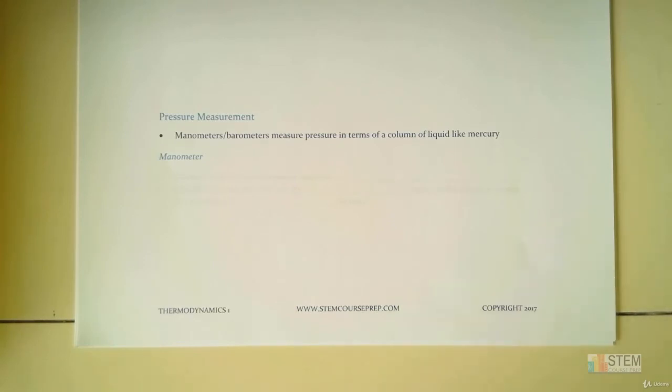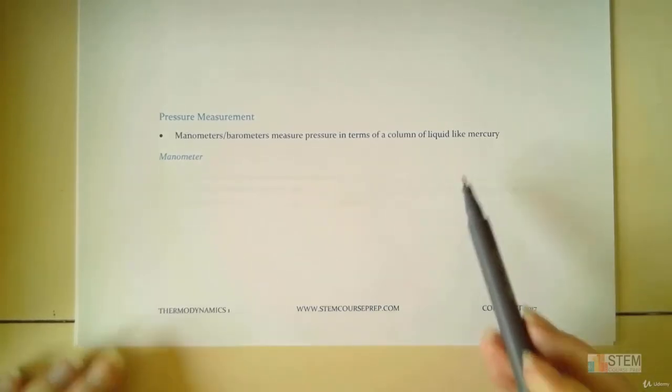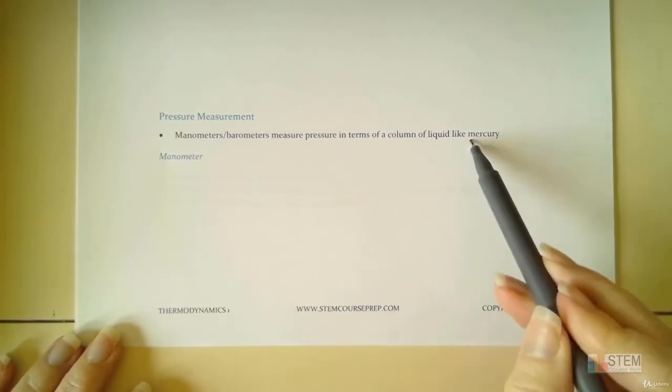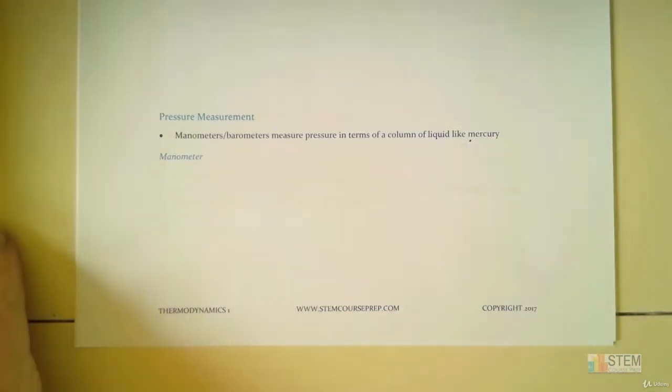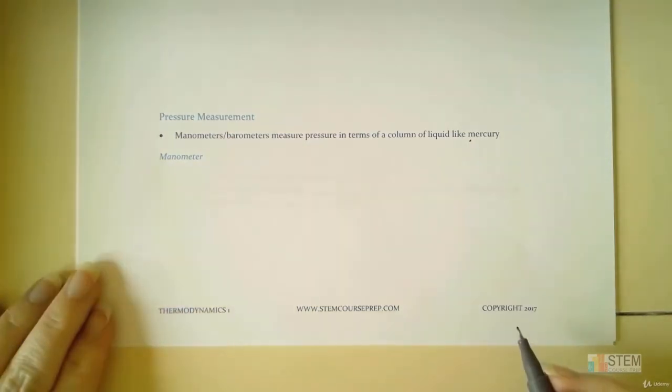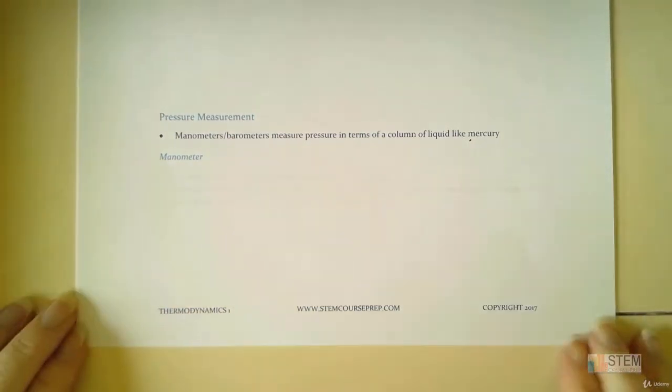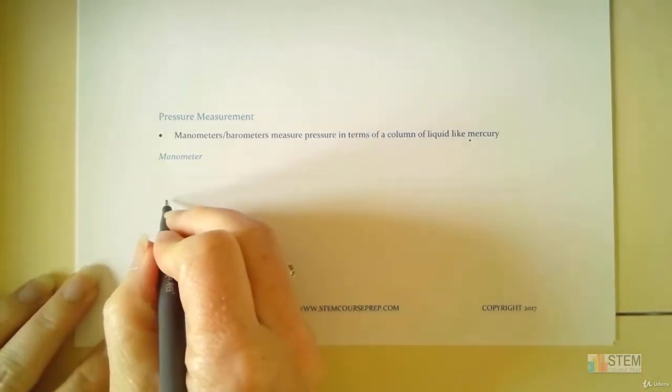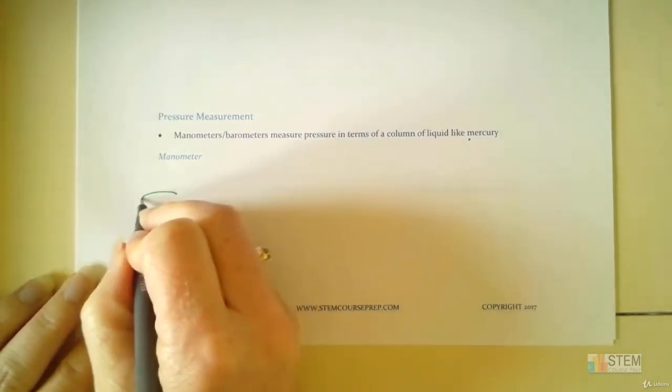Now both of these devices are going to measure pressure in terms of a column of liquid like mercury. And the reason why they use things like mercury is because mercury has a high density. Right? And the reason for the high density is so that the device can be a reasonable size. Because if you had something with a low density, the device would have to be larger. All right, so let's go ahead and draw a picture for the manometer.